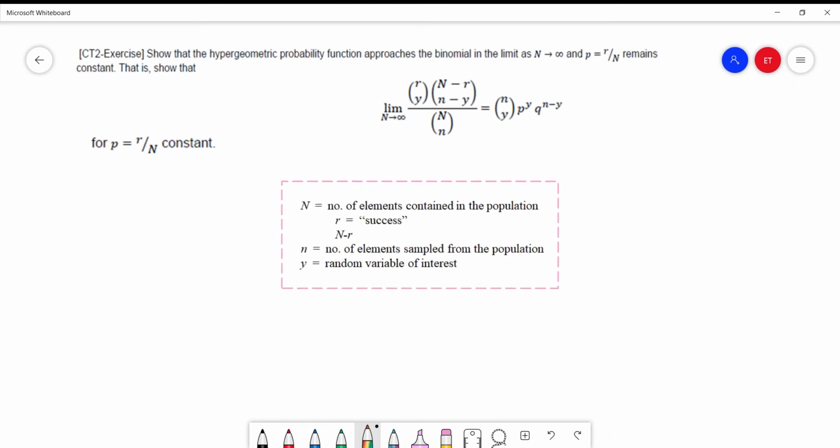A little review. Big N is the number of elements contained in the population. These elements possess one of two characteristics: R, which is the number of successes in the population, and N minus R. Small n is the number of elements randomly selected from the population. And Y here is a random variable of interest, or the number of successes in the sample.